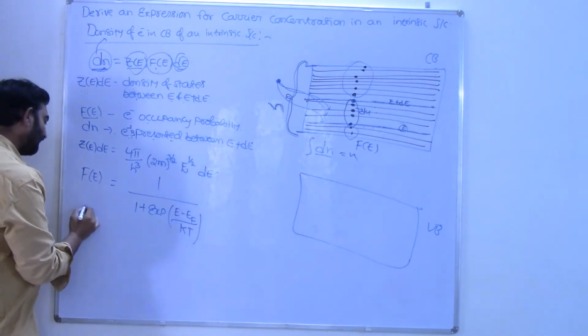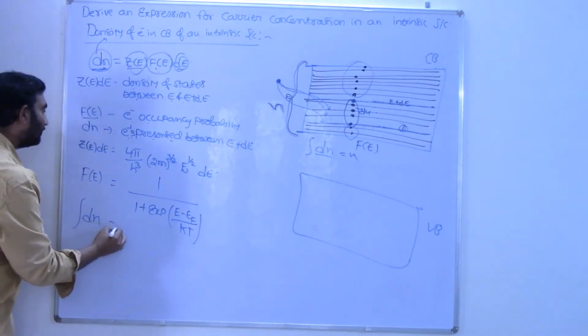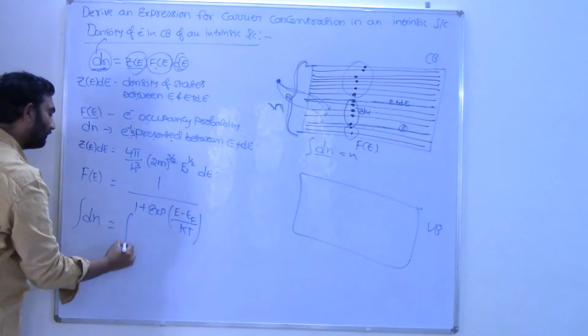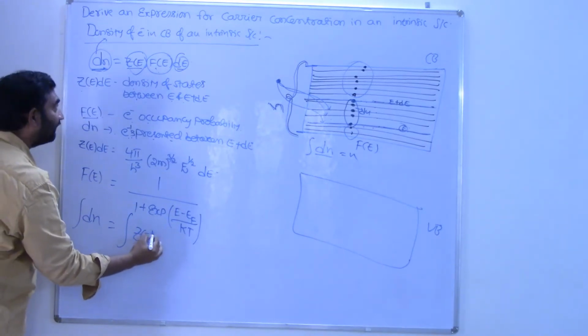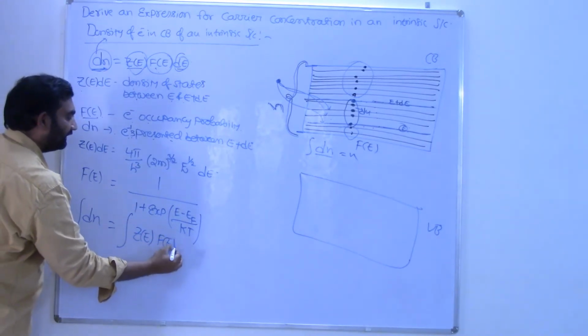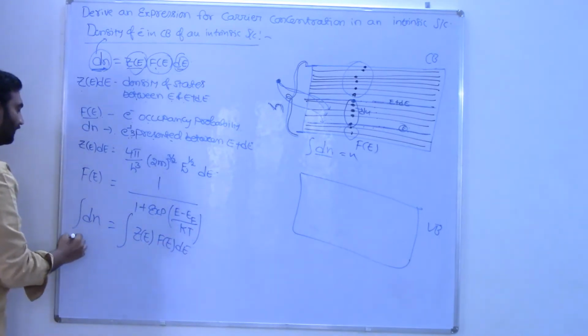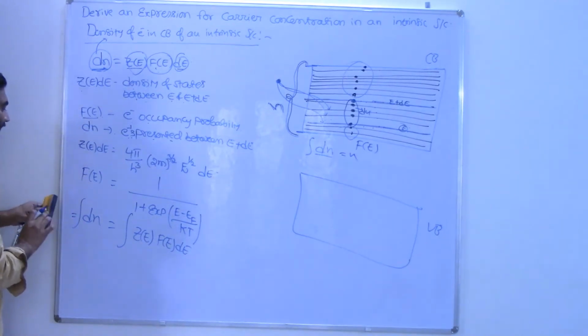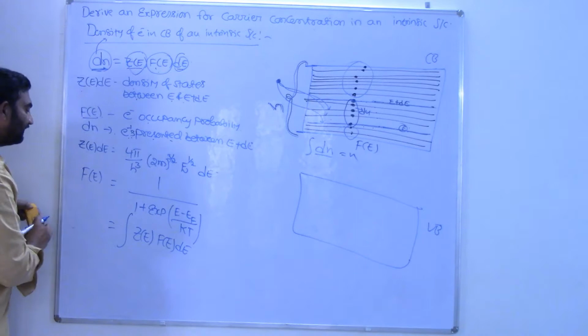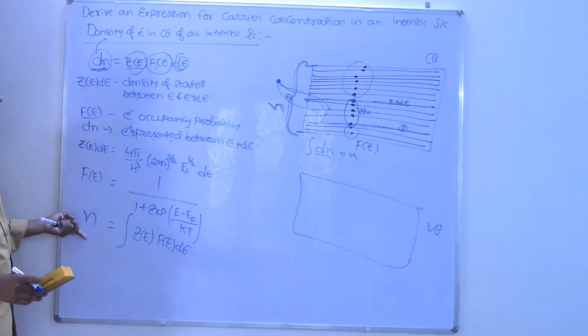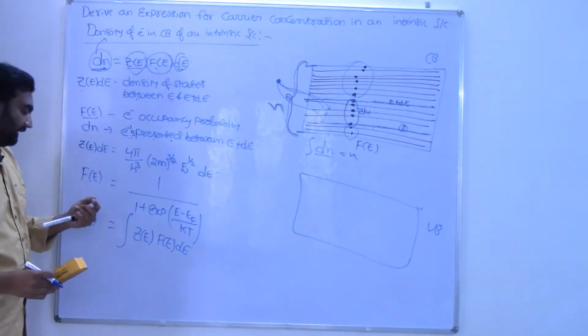So to do this, we have to integrate the above equation. Integration of dN equals integration of Z(E) into F(E) into dE, which gives the total number of electrons. So I can replace the integral of dN with N. N is the density of electrons in the conduction band. This is my idea.